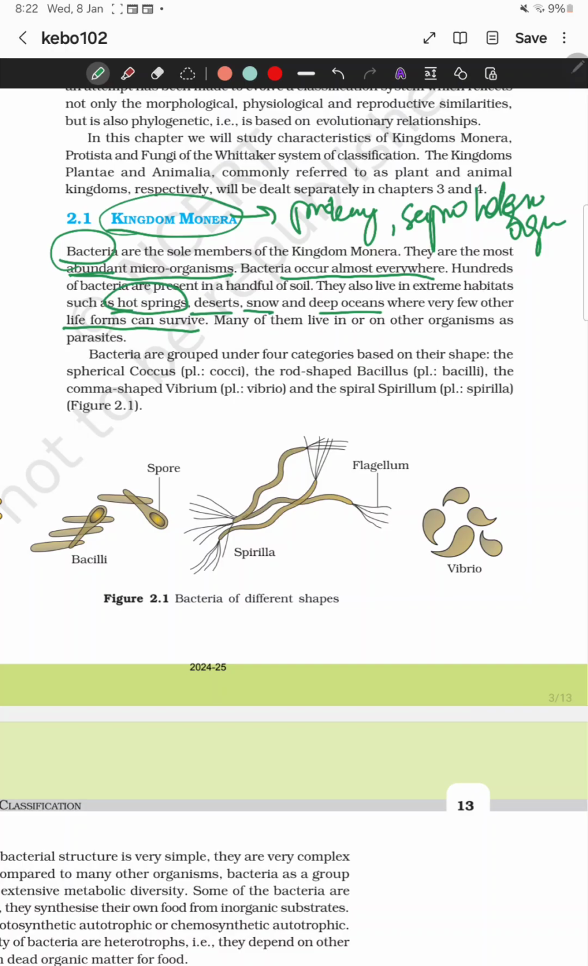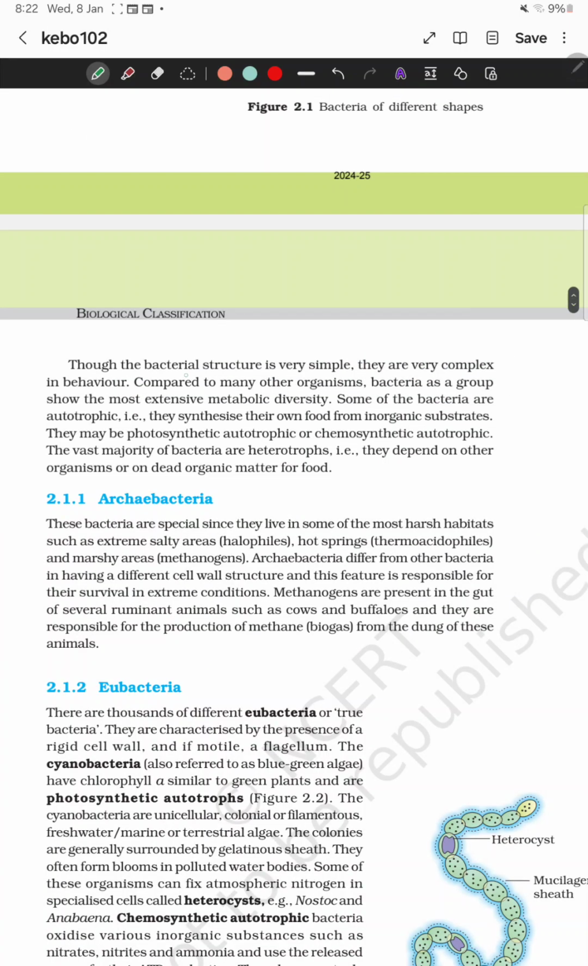They can be divided into four types: cocci, meaning spherical type, rod shape, comma shape, and spiral shape. In structure, bacteria are small organisms and very simple, but they are very complex in behavior. We cannot tell exactly what kind of structure.